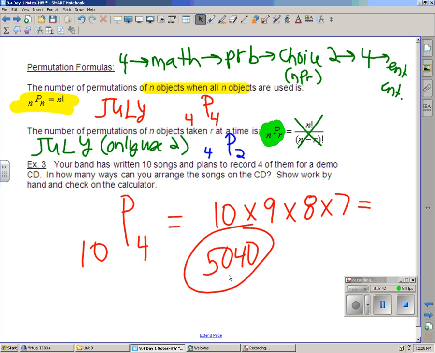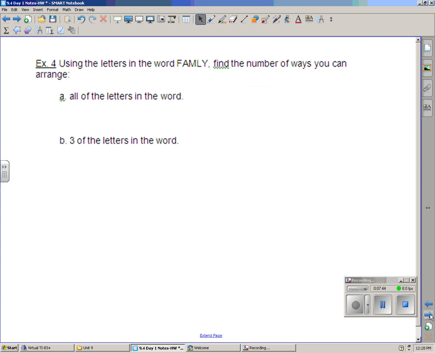All right, let's keep on going here. This is supposed to say the word family. It doesn't. It just has 5 letters, so I apologize about that. So using the letters of the word F-A-M-L-Y. It's a typo, no big deal, but let's just use what's given here. So it's 5 letters. Find the number of ways you can arrange all the letters of the word.